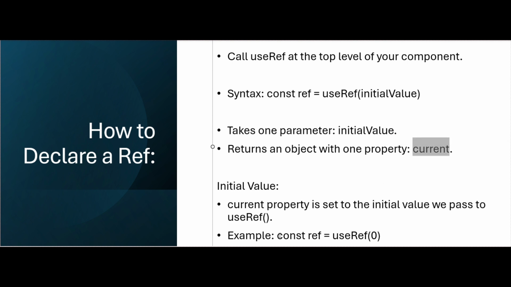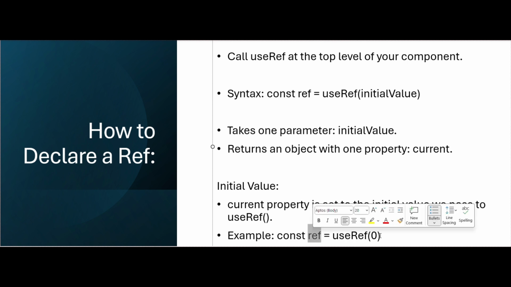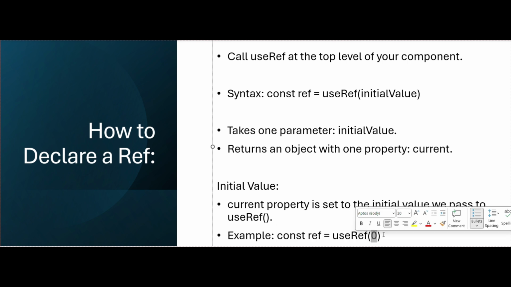Whatever value we pass as the initial value will be assigned to this current property. For example, if you look here, we declared a useRef, that is ref, for which we are passing the initial value as 0. As soon as we are done with this declaration and initialization of useRef, that 0 will be assigned to the current property.